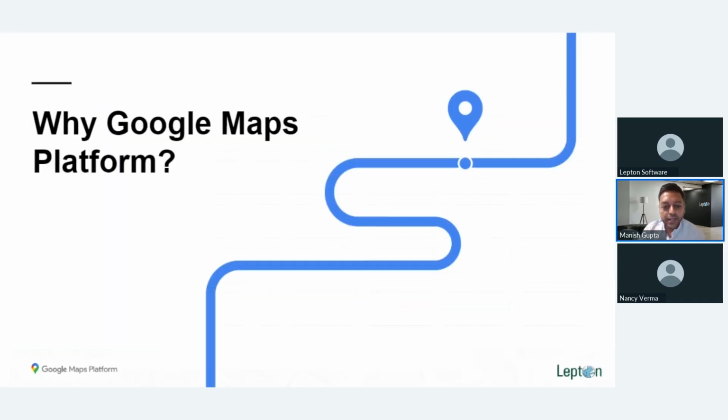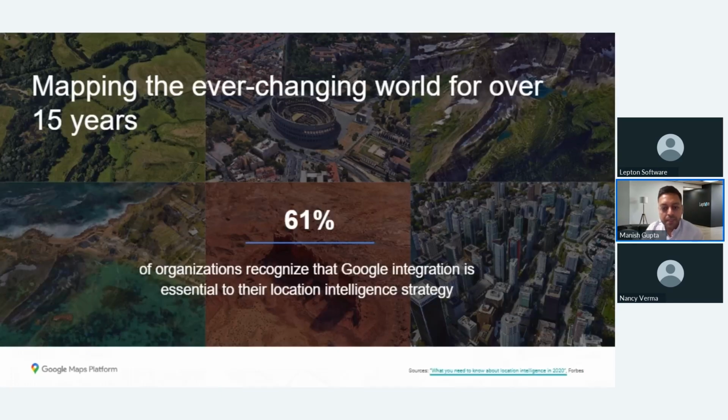Now, let's quickly understand why you should go with Google Maps. Google has been mapping the world since 2005. It delivers the most accurate real-time model of the world and a familiar map loved by billions, and adds enterprise-grade solution, security, and support.